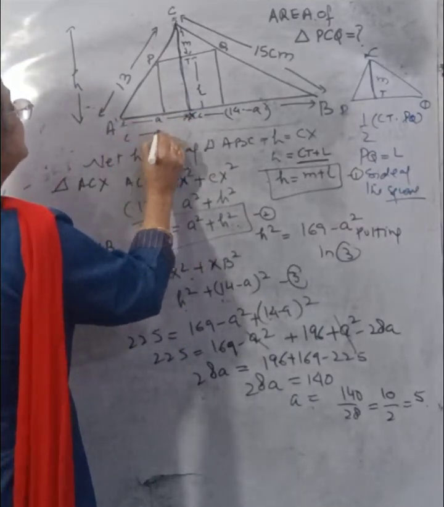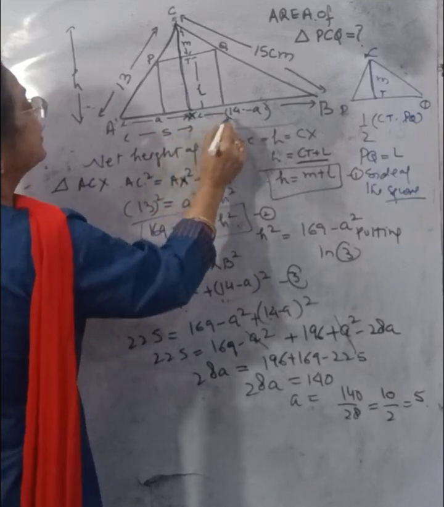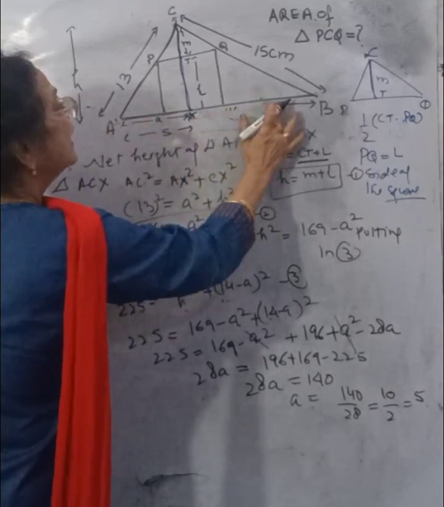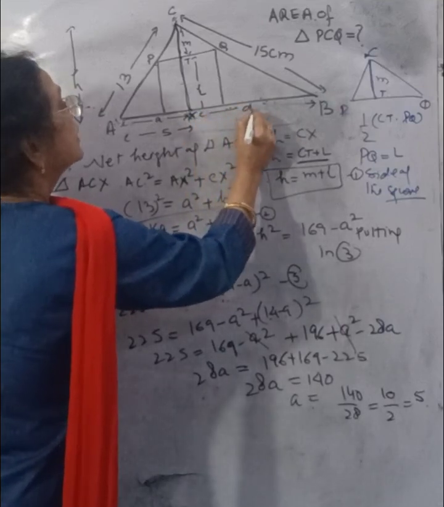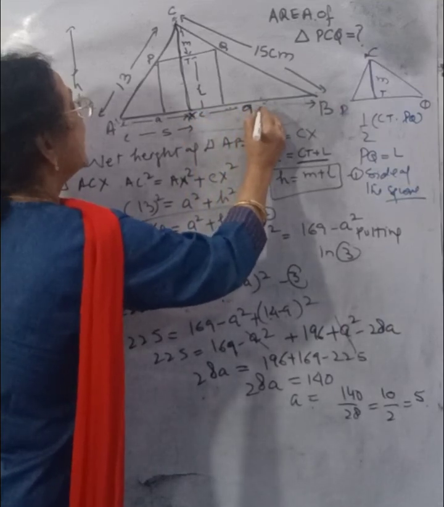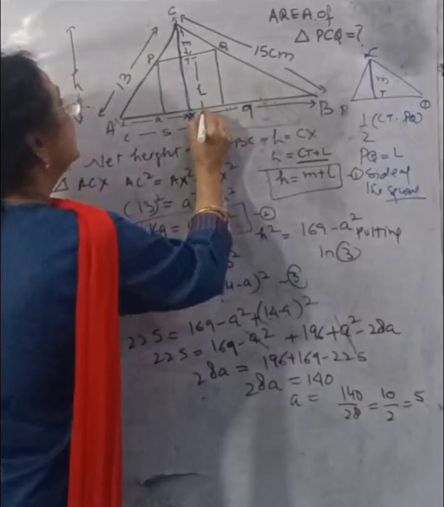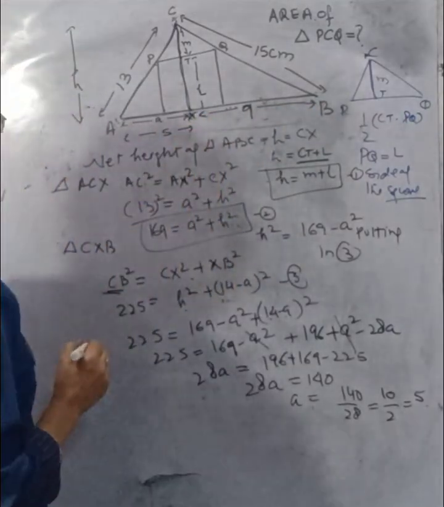Now this is 5. If this is 5, this was 14, and hence this will be equal to 9.